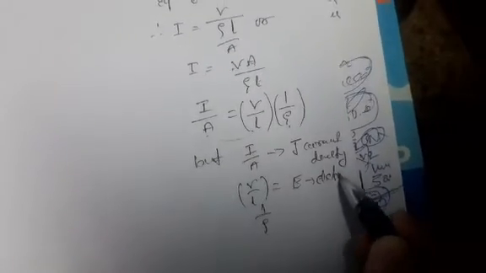Current density. The V by L, the potential difference per unit length, what is that called? The V by L is called electric field. And the reciprocal of resistivity is called conductivity.